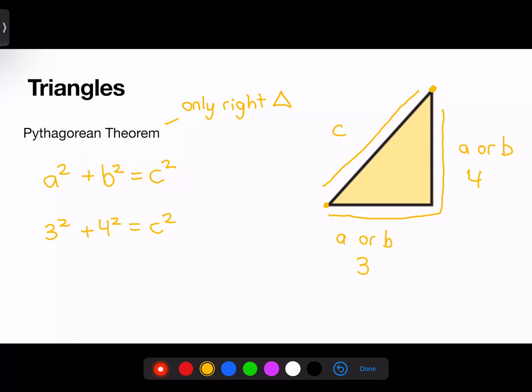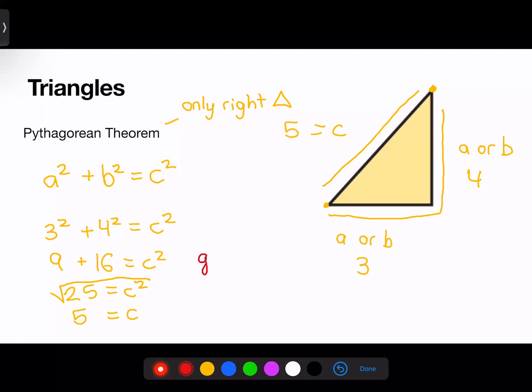4 squared equals 16. 3 squared is 9. 9 plus 16 is 25. To isolate c, I need to do the square root across both numbers. So we get the square root of 25 equals 5. The length of c is 5.